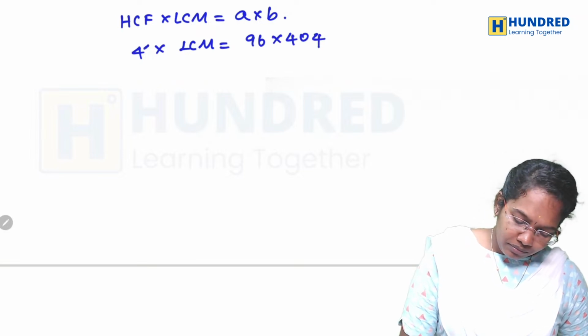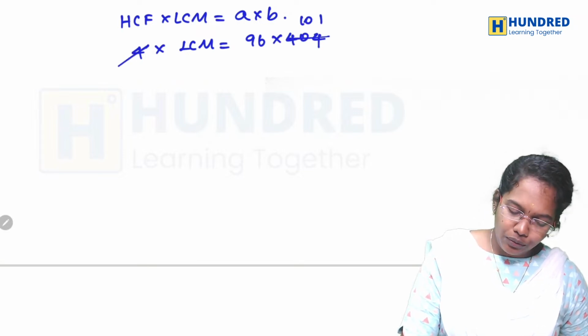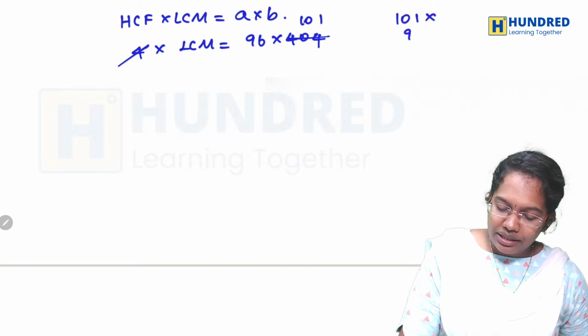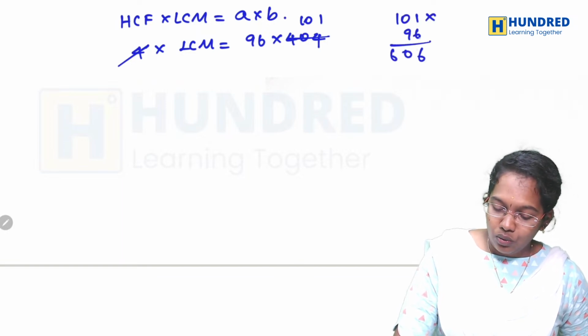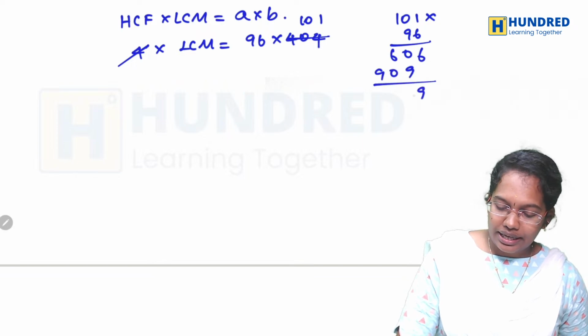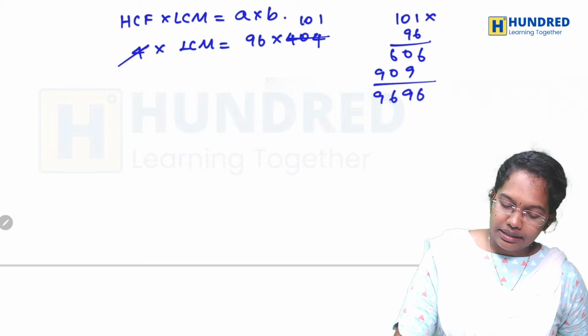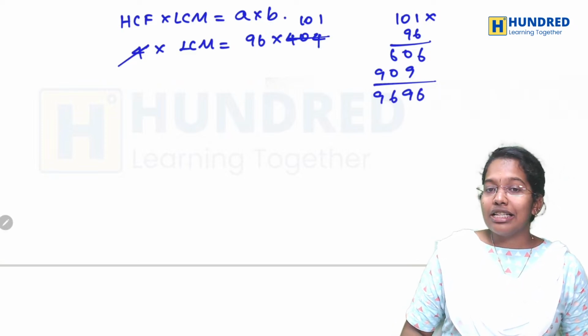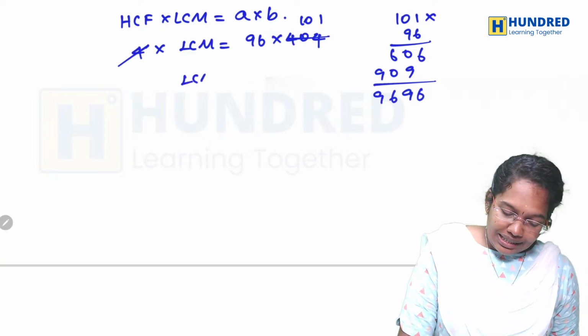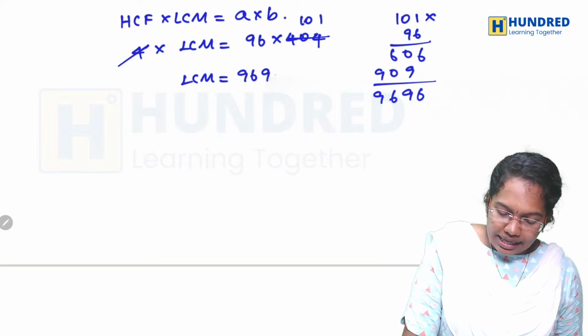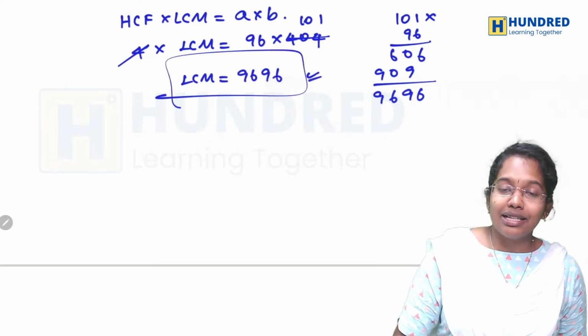So when you cancel it, it is 101. When you multiply 101 with 96, it's simply what? Yes, it is 9696. That's it, right? So the LCM of these two numbers is 9696. That's it. This is the answer for this question.